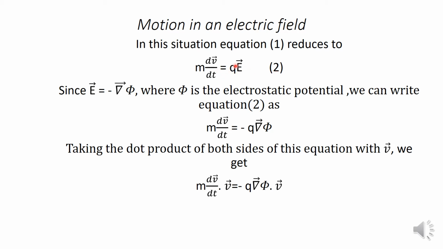and this is equation number 2. Capital E is the electric field, and this electric field can be expressed in terms of the scalar potential phi. Thus we can write E = -grad phi, and then equation 2 can be written m dv/dt = -q grad phi. Taking the dot product of both sides of this equation with the vector v, we get m dv/dt · v = -q grad phi · v.